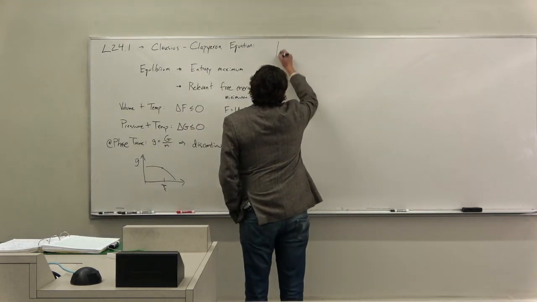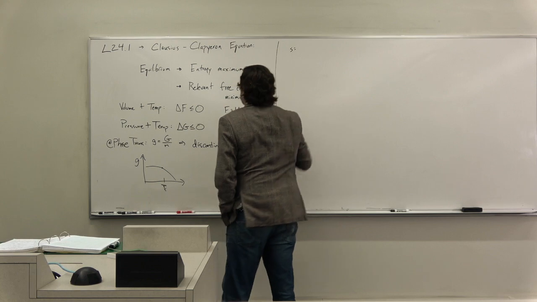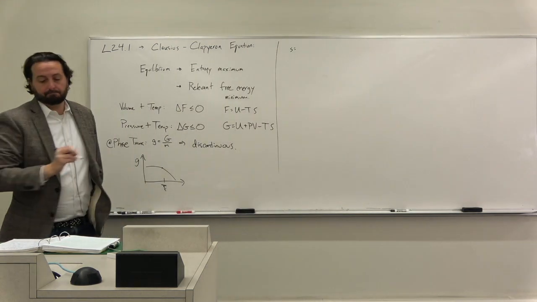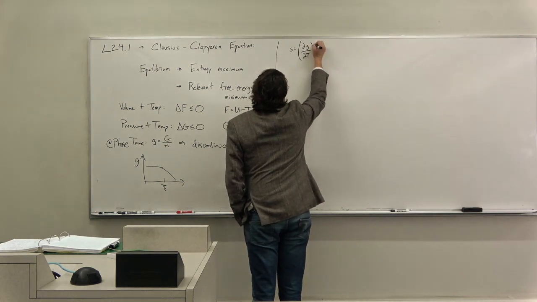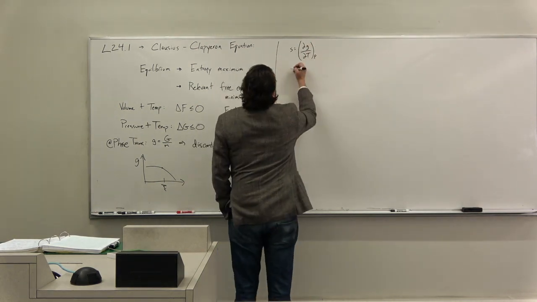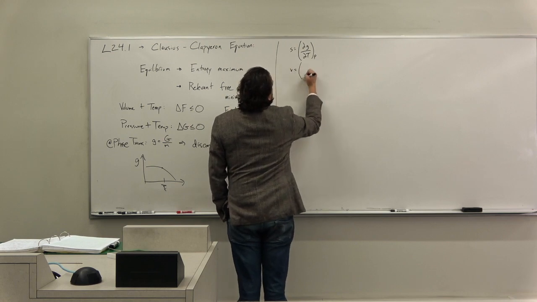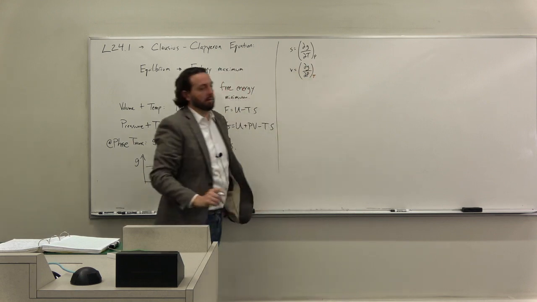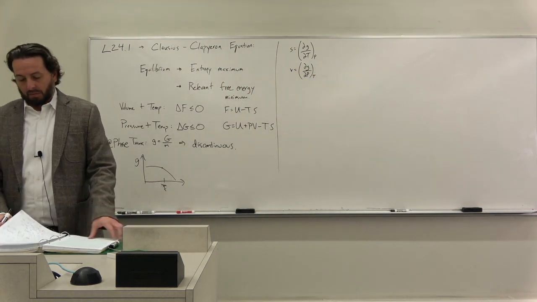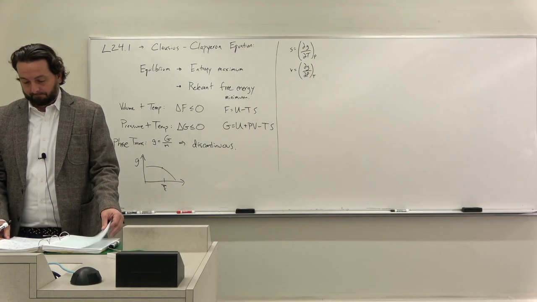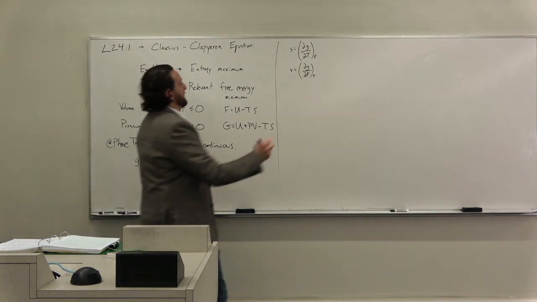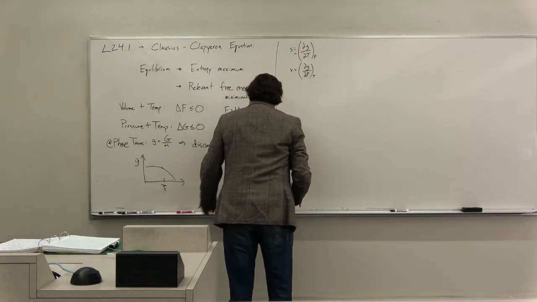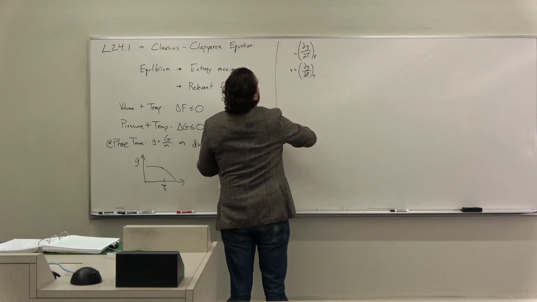Now, remember that we had S was minus partial G partial T. Little s was minus partial little g partial t at constant p. And our little v was partial g partial p at constant t. Let me make sure I'm right about that one. Oh, no, see, I was wrong. There's a sign. Minus. Good.